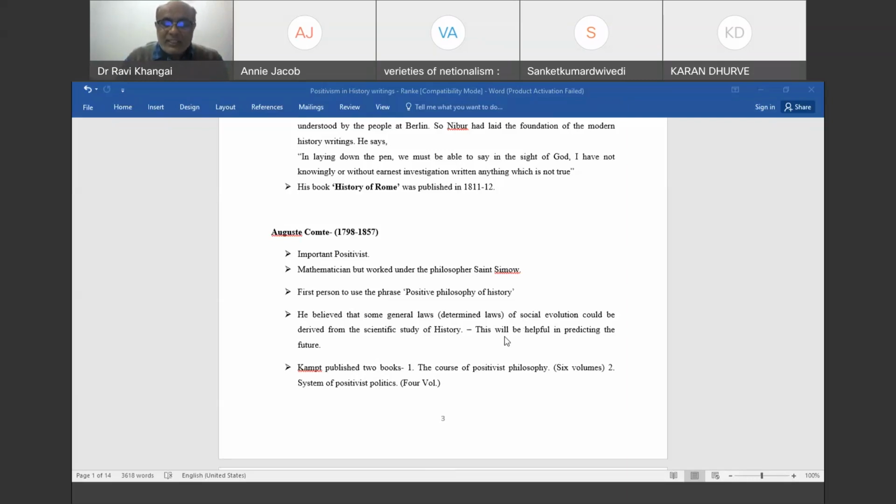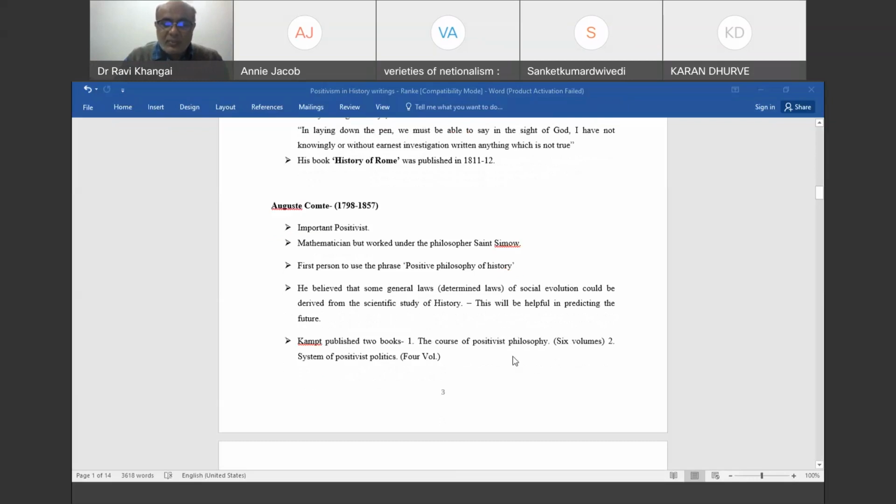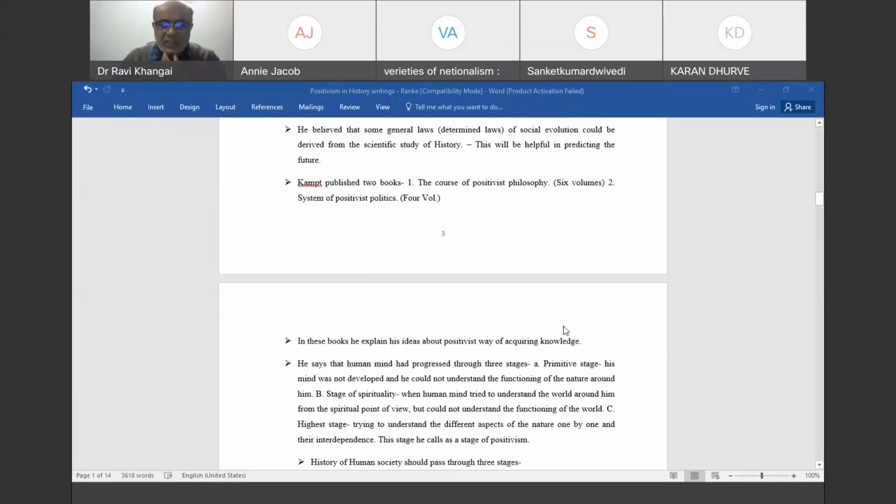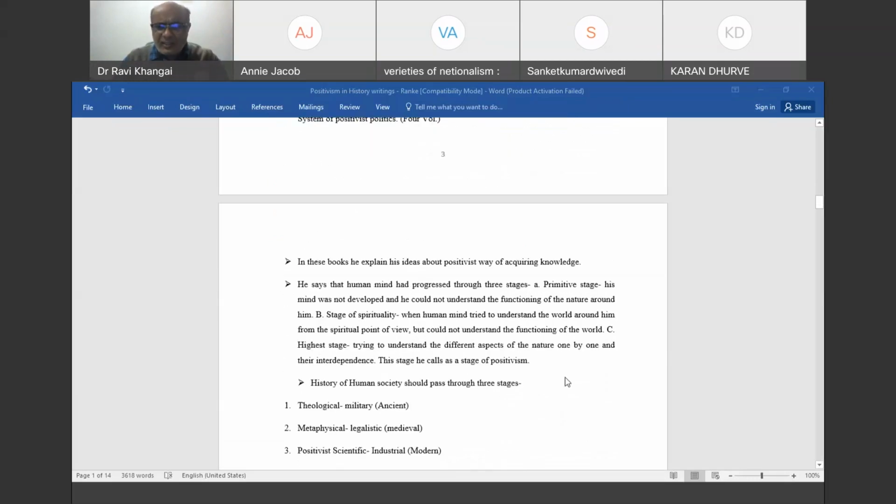So Auguste Comte has written this book, The Course of Positivist Philosophy, System of Positivist Politics, and this book explains the positivist philosophy, and there is some more elaboration of his thought which is not really required. I just want you to remember these two authors. We will be discussing Ranke a little bit in detail.